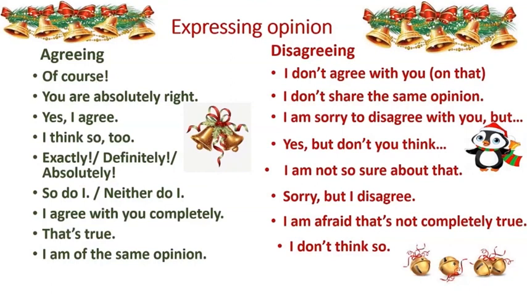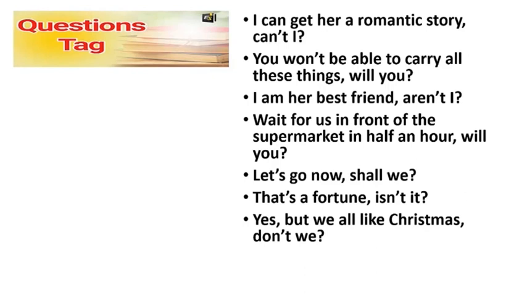And finally, let's learn how to use question tags. In the conversation of your four friends, you could hear that they used question tags a lot. Miona says, I can get her a romantic story, can't I? Then Paul says, You won't be able to carry all these things, will you? Miona says, I'm her best friend, aren't I? Then Una tells them, wait for us in front of the supermarket in half an hour, will you? And then they say, let's go now, shall we? That's a fortune, isn't it? And finally Paul says, yes, but we all like Christmas, don't we?